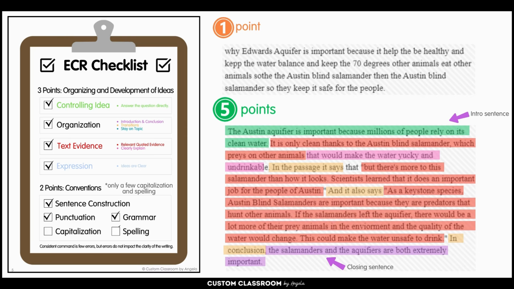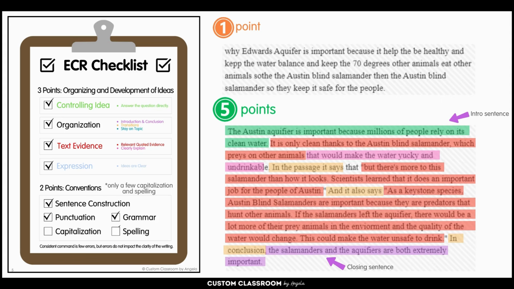So here we can see that the student first, in green here, gets a point for their controlling idea. They clearly answer the question that it is important because of the clean water. Then, as far as organization, there is an introduction sentence and a closing, and they do use some transitions. They also stay on topic throughout, focusing all on why they're important.